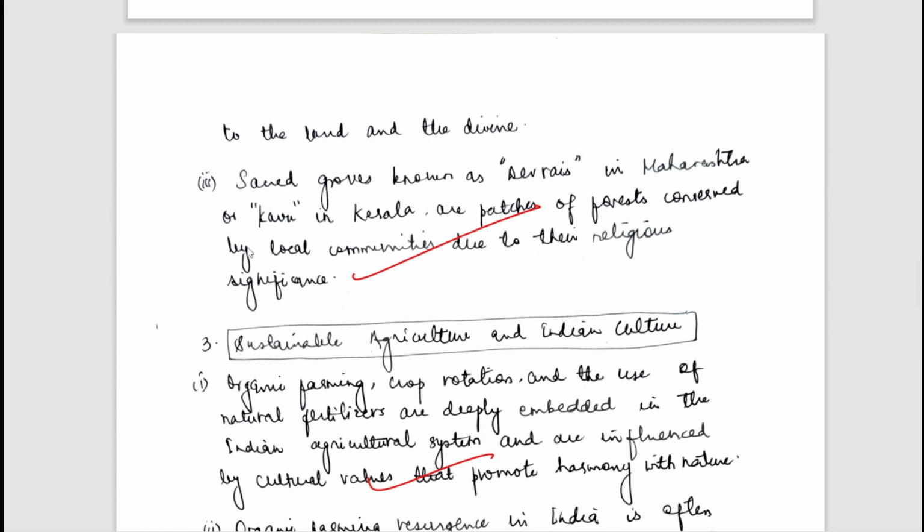Sacred groves, there are various sacred groves. Let it be Sarna in the Jharkhand region, Devarayas in Maharashtra, or Kaavu in Kerala. All these are sacred groves which directly showcase the relation between culture and agriculture.